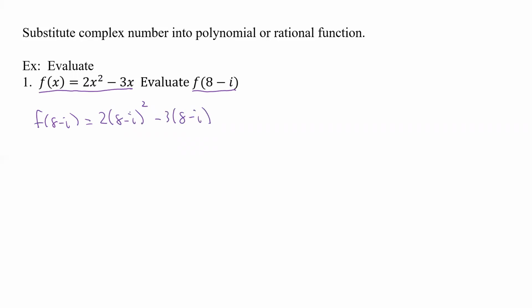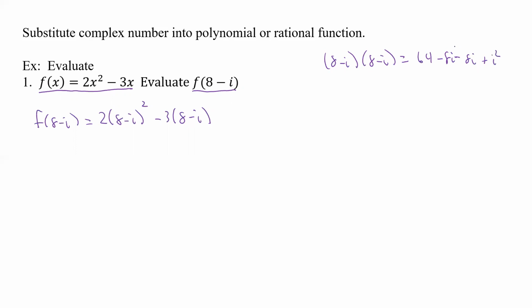Well, I'm going to have to square this, and I'm going to have to distribute here. So I'm going to square first. I'll do that over here. So (8 minus i) times (8 minus i). First, 8 times 8, that's 64. Then outer, 8 times a minus i is going to be minus 8i. Inner, minus i times 8 is going to be a minus 8i again. And then a minus times a minus is plus, and it's going to be i squared. So plus i squared.